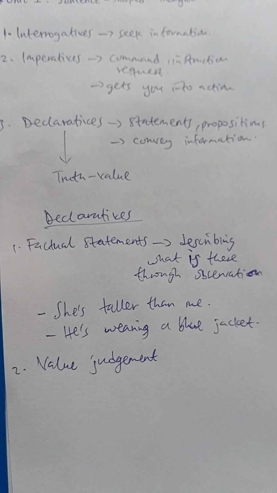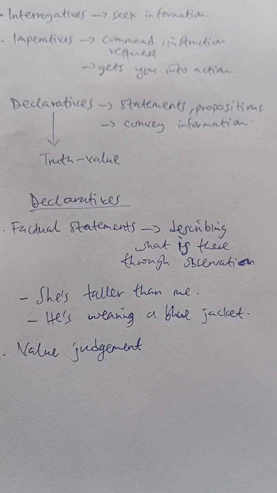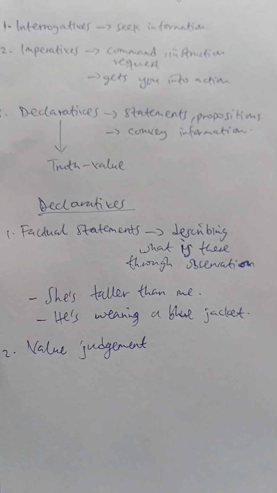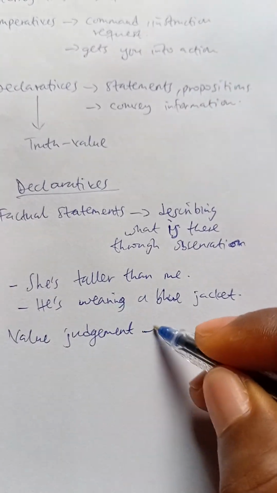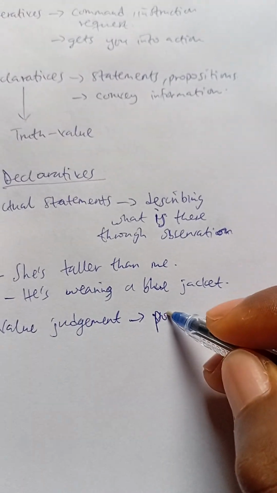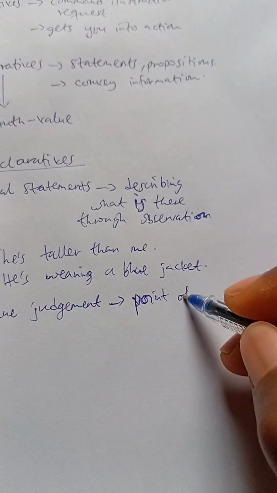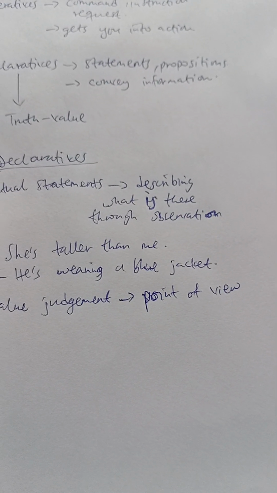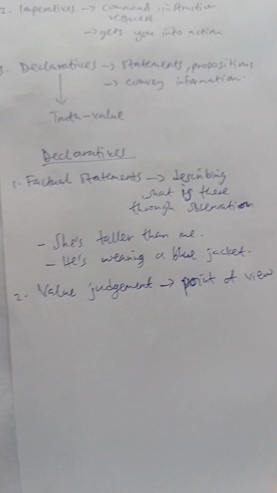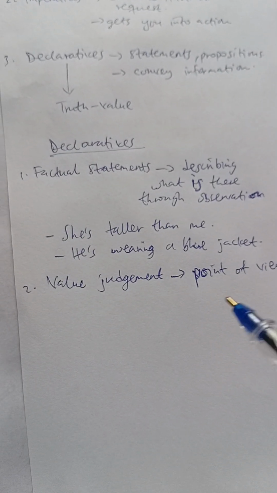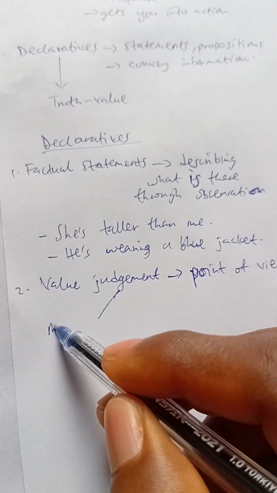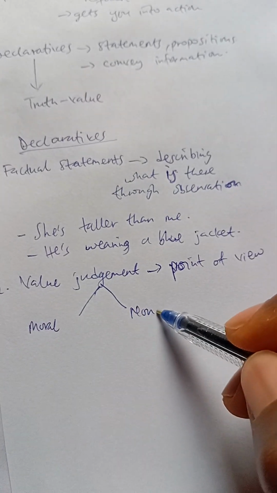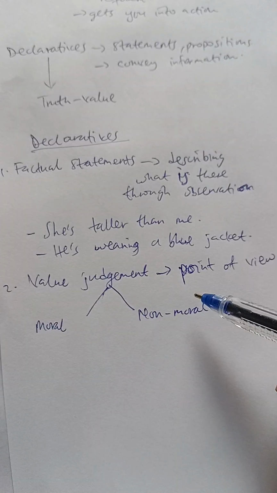Yeah. So value judgments prescribe, or they evaluate, how something or someone should be. Here we are not interested in facts, but rather in your viewpoint, your point of view: how something should be, how someone should act, how someone should do something. In that case, we can split value judgment into two. We can have the moral value judgment, and then we can also have the non-moral value judgment.